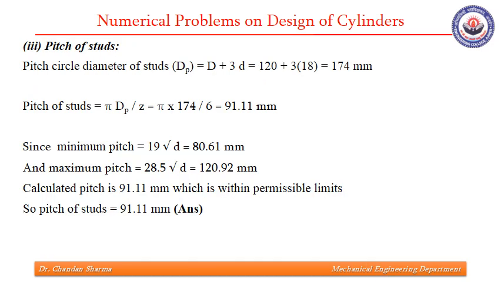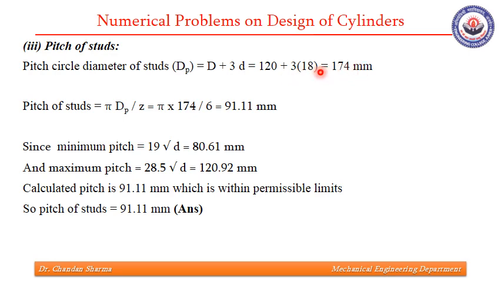Now for pitch of studs, we know this relation. It is D plus 3d, where D is the bore diameter, 120 mm, and d is the diameter of the stud, that is 18 mm. So the pitch circle diameter comes out to be 174 mm.